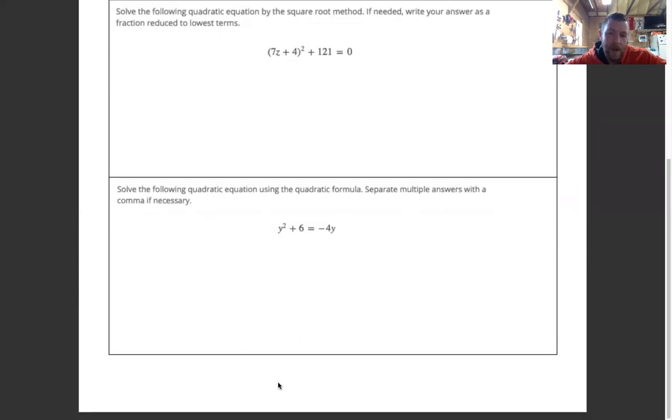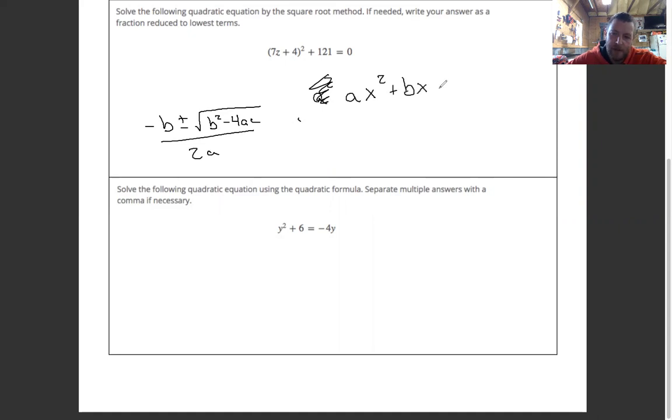Okay. Now we want to use it with the quadratic equation. The quadratic equation is on your formula sheet. The quadratic equation is negative b plus or minus square root b squared minus 4ac divided by 2a. And again, you'll use that when you have something as a times x squared plus b times x plus c is equal to some value, or is equal to 0. Has to be 0. You got to have it equal to 0 first. Otherwise, you can't use this equation yet.